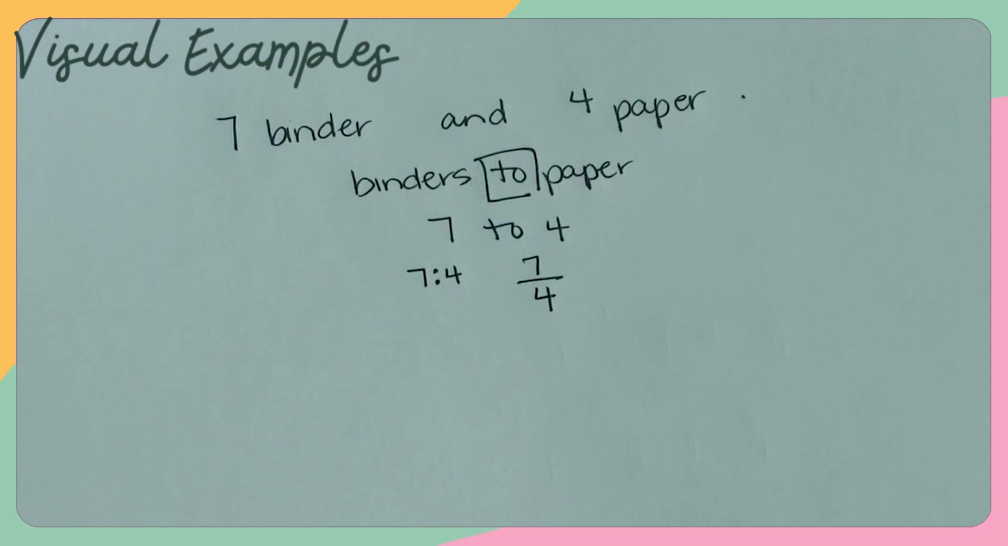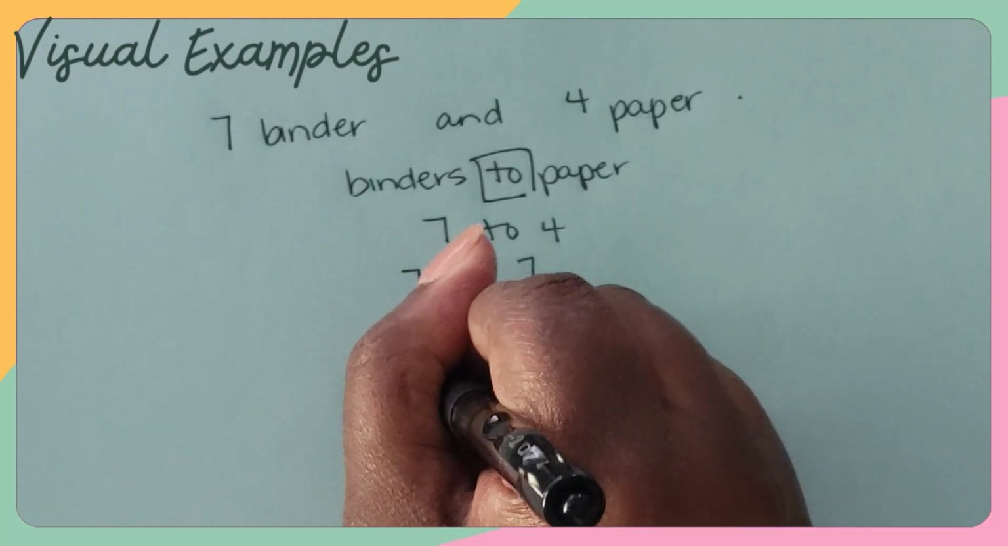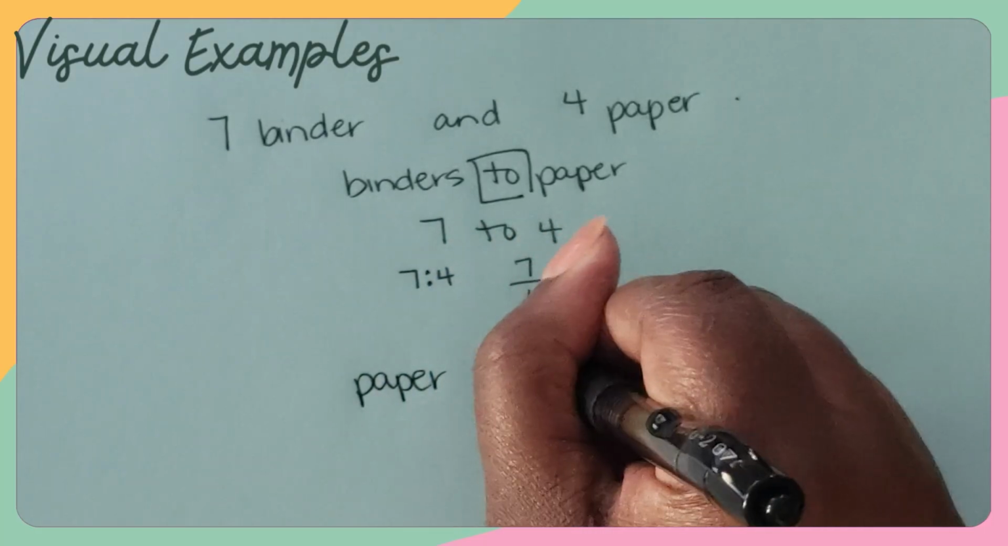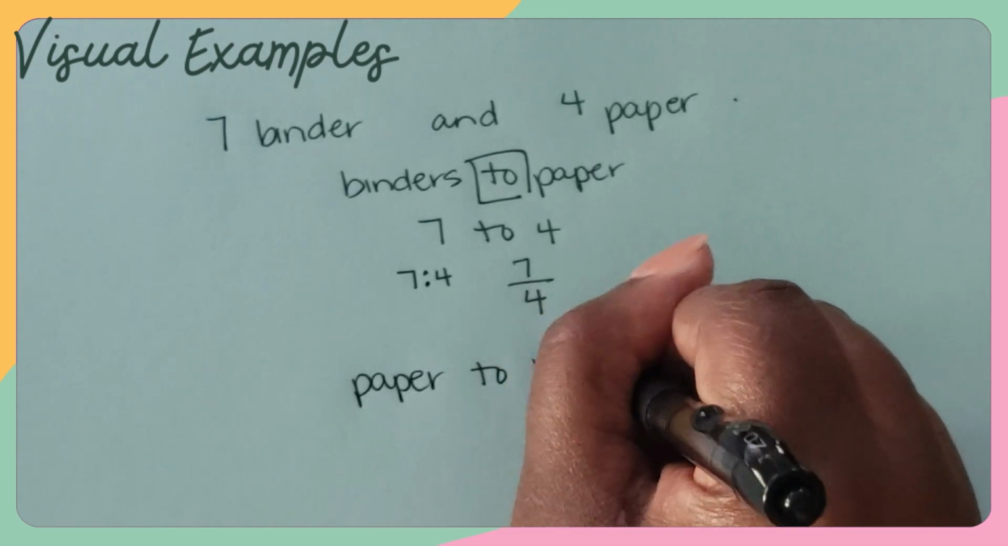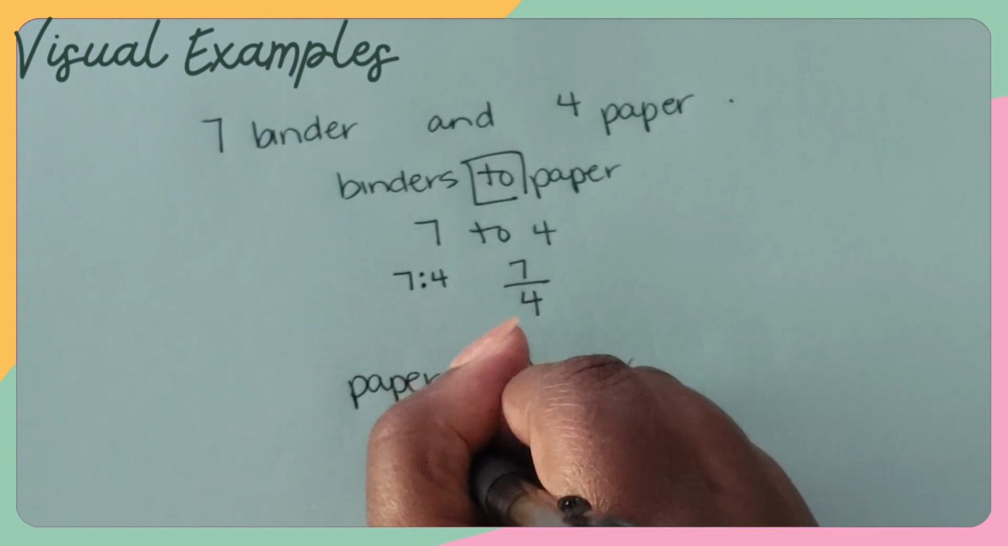Now, the order that I read this matters because if I asked you, what is my ratio of paper clips to binder clips, that means I want to see the number of paper clips first and then the number of binder clips. So that would be 4:7.